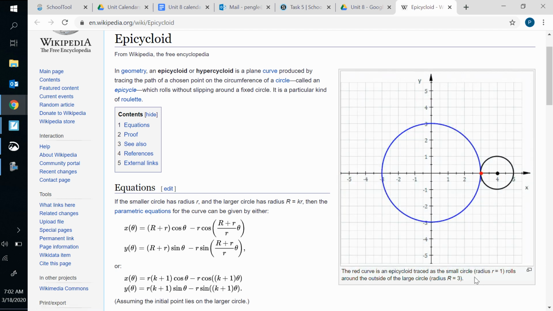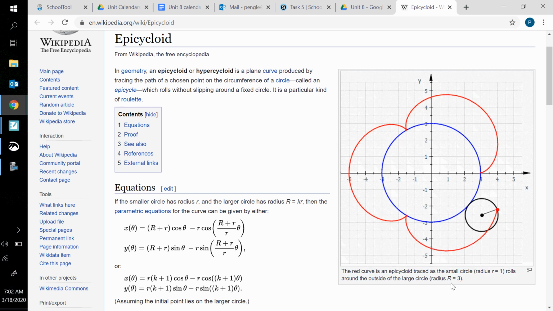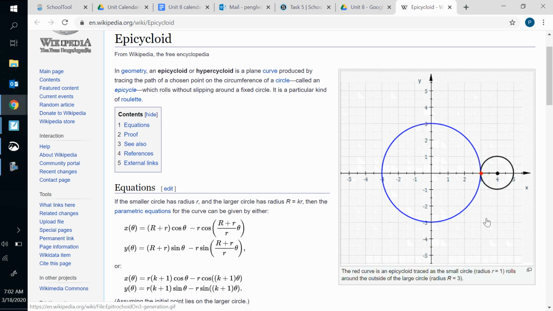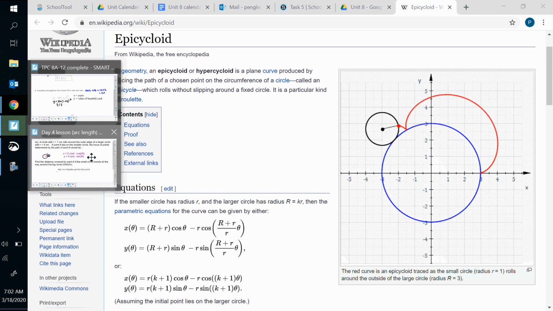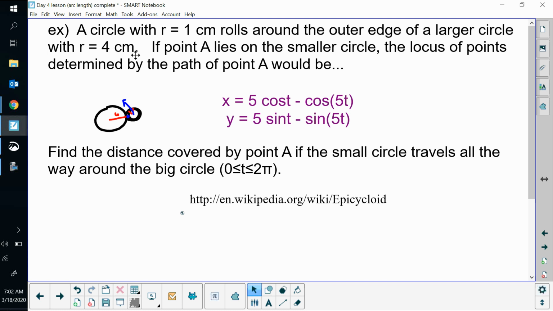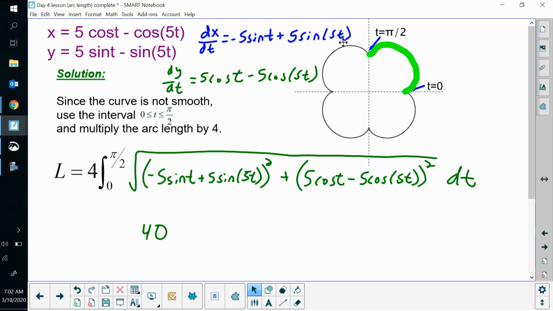Now the one difference is this particular example, the outer circle has a radius of 1, and here the bigger circle has a radius of 3. That's why we end up getting 3 sections. Well, in our example, we have a 1 to 4 ratio, so we're going to end up getting 4 sections. So our picture would look kind of something like this, where we get 4 sections. Well, remember, we can only do arc length if it is smooth or it doesn't intersect itself. So only that first quarter is smooth, but then we've got that cusp there. So what we have to do is the arc length just for that first quarter and then multiply it by 4 out front.